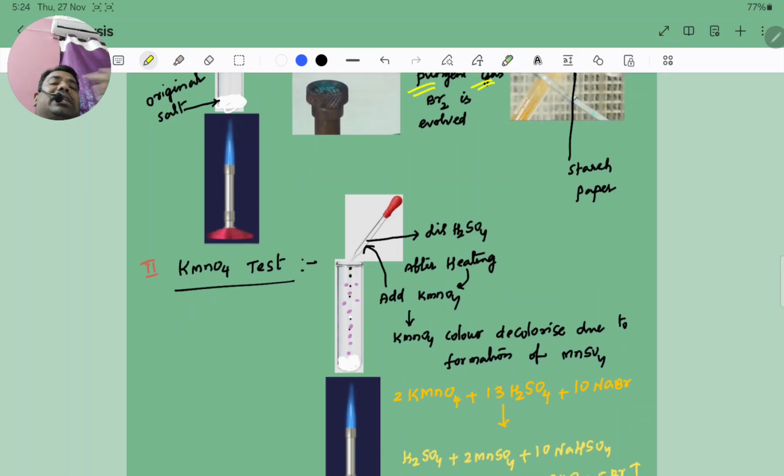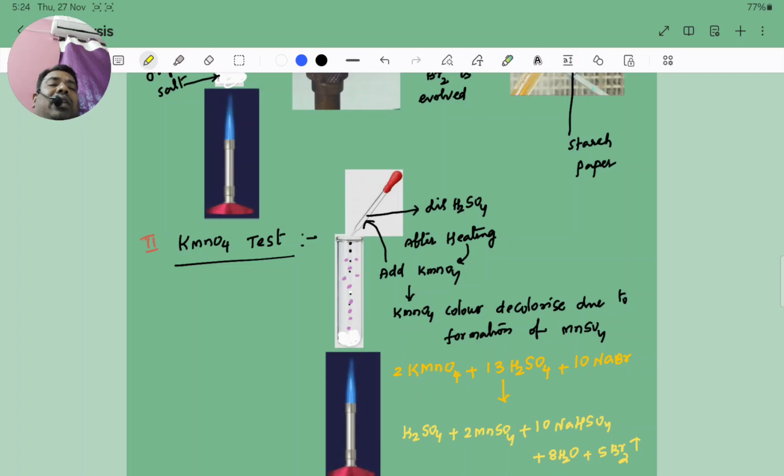Now we will move to the second test, the KMnO4 test, student. This is also a preliminary test, right? So take a clean and dry test tube, student, and add original salt, add dilute H2SO4, then start heating, right? After heating, student, then add potassium permanganate. Potassium permanganate is a purple color, right? After heating, student, the KMnO4 color is decolorized due to the formation of MnSO4.